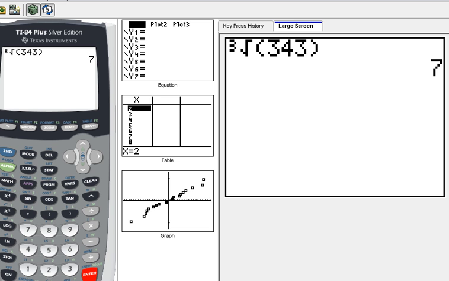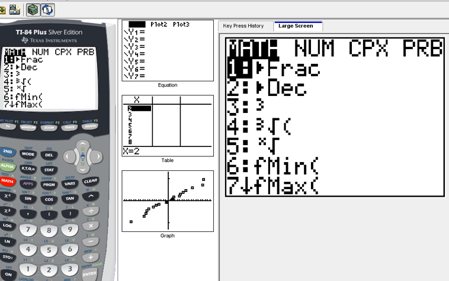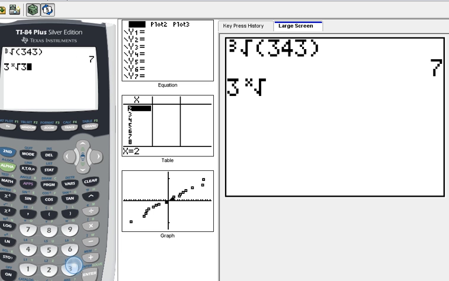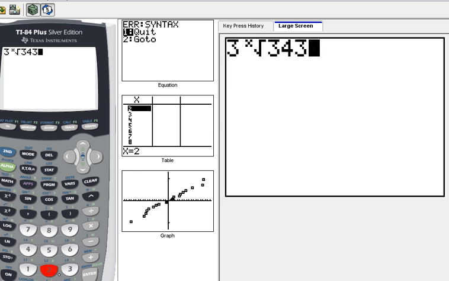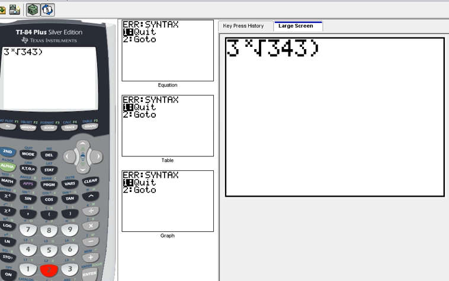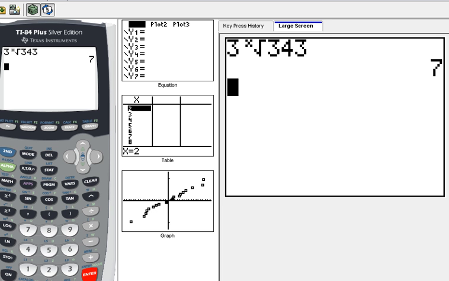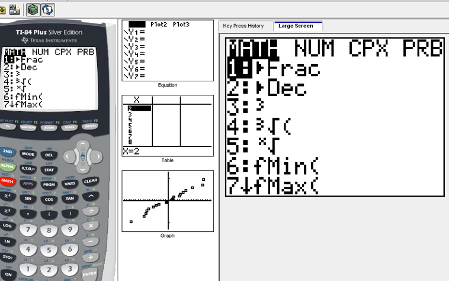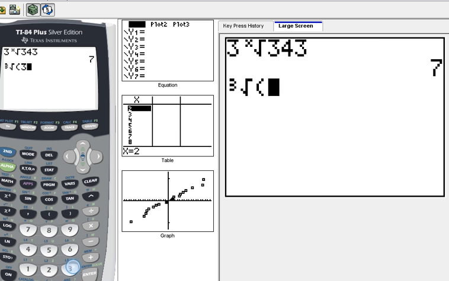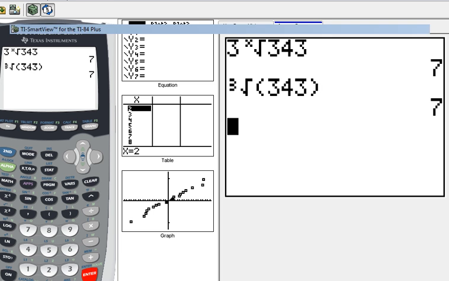So another way I could do this is I could do 3, saying I want to find the cubed root, and then I go math number 5. And then I punch in 343, and I'll still get 7. Oh, it'll yell at me and say that oops, I didn't need that, sorry. There we go. And I'll still get 7. So that'll work if you're looking for 4th roots or 5th roots. If you're just doing cubed, though, doing the math number 4, where it has a cubed root, always works. So that's how you can do it on your calculator.